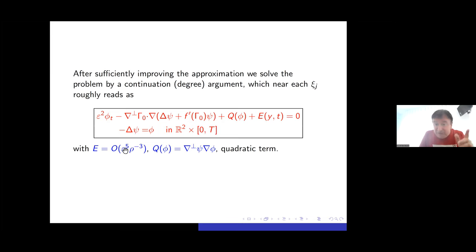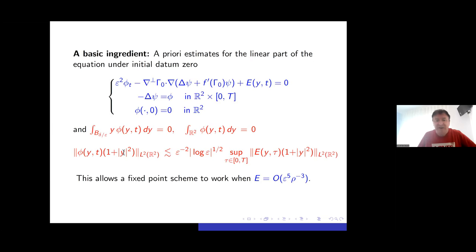Now, the decay is very important. If you just solve elliptic equations, you gain epsilons, but you lose decay. So this is why we need to use the transport terms as well, okay?